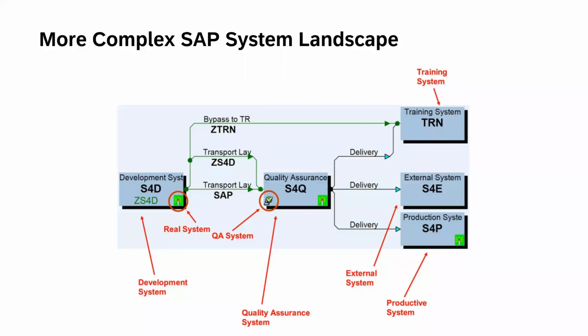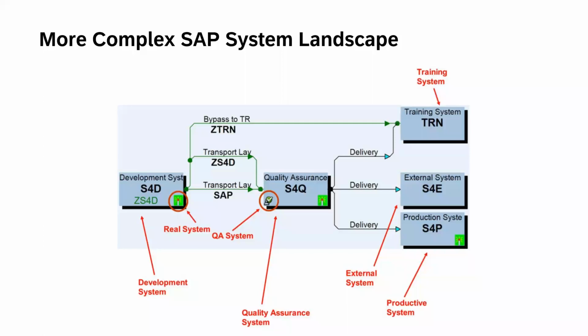So in other words, whenever we have a system setup, either a 3 system landscape or more than a 3 system landscape, for the path from development to quality, the transport layer should always consist of Z and the standard layer. It is normal, it is standard. Okay, now I understand that.